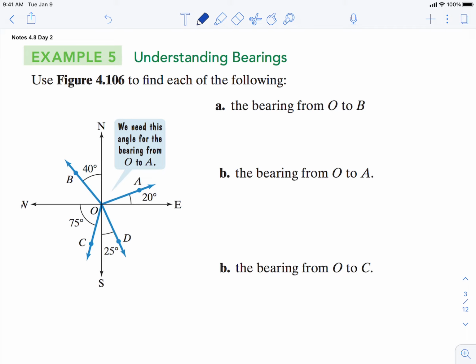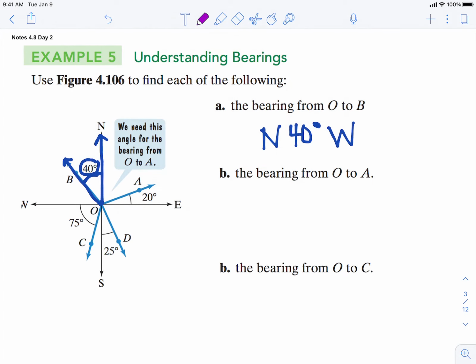So we're going to start with example A, bearing from O to B. So here's the origin up to B. So we create that north-south line, and we take that measure of that angle, which is 40 degrees. So the 40 degrees is going to go in the center, the north, and then which direction is that B going? It's going to the west.